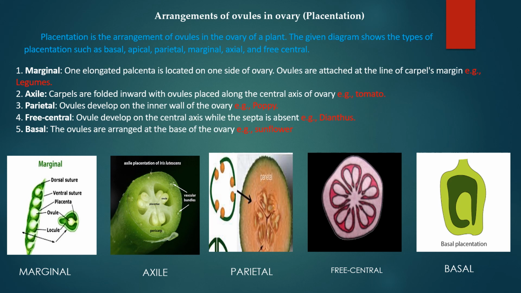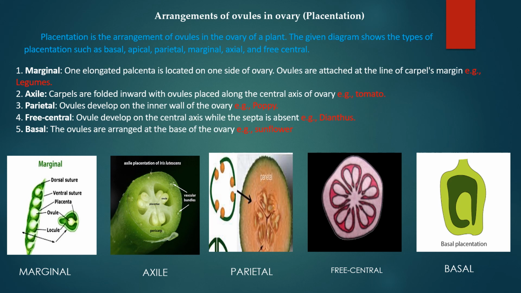Second, axial. Carpels are folded inwards with ovules placed along the central axis of the ovary. You can see here that they are present in between the axes. These are the axes, and in between the axes they are present, and this is called axial placentation, as we see in the case of tomato.